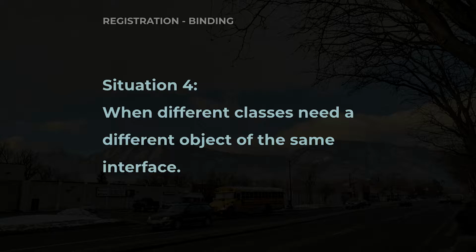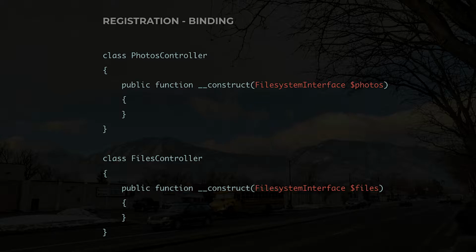The next situation is when different classes are type hinting the same interface or using the same type hint, we still want to use different objects, different configured objects. We want to configure them differently. So, for example, the photos controller needs a file system object, but it needs to point to the photos folder. And the files controller needs to have a file system interface object, but it needs to point at the files folder, or an S3 folder instead of an FTP folder. But it's type hinted file system interface because that's all it needs, right?